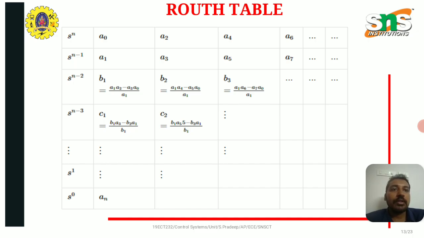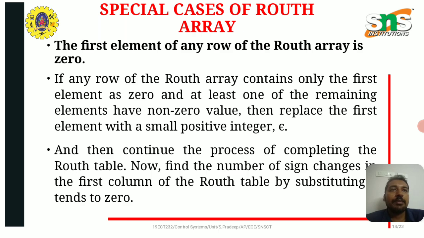This table shows the Routh table and how to calculate the table using the coefficients given in the problem. The special cases of Routh array: the first element of any row of the Routh array is 0. If any row of the Routh array contains only the first element as 0 and at least one of the remaining elements has a non-zero value, then replace the first element with a small positive number epsilon, and then continue the process of completing the Routh table.